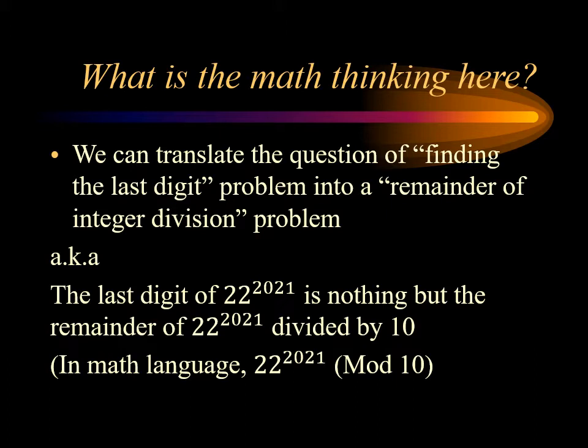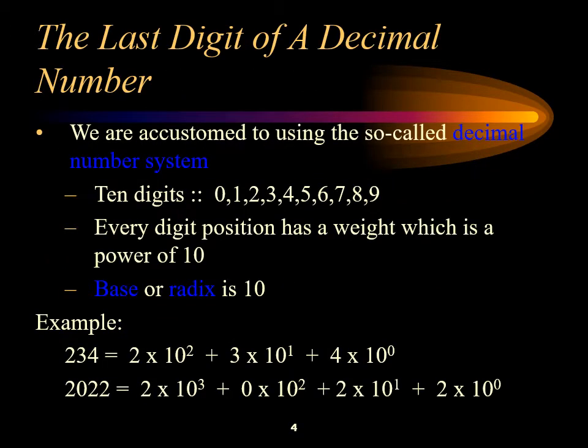In math jargon, this whole number can be expressed with this formula: it's a big number mod 10, where 10 is the divider. So let's look at the last digit of any decimal number, using the number system, and see how this works.